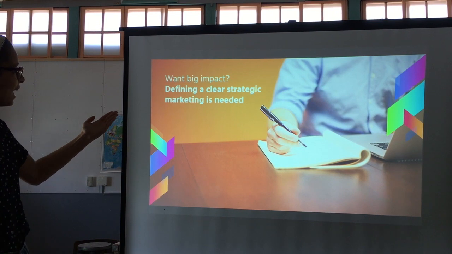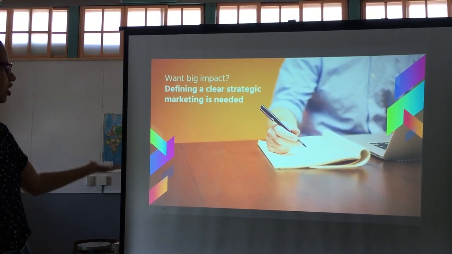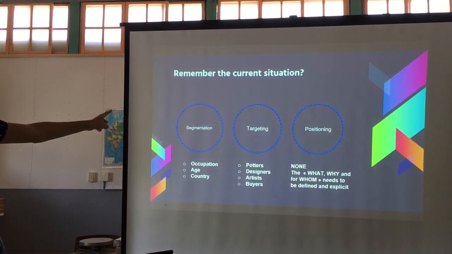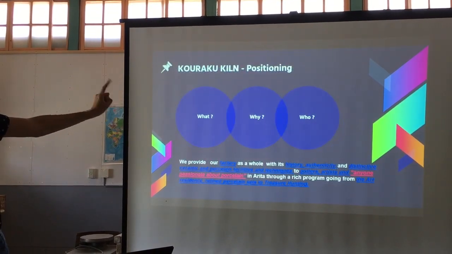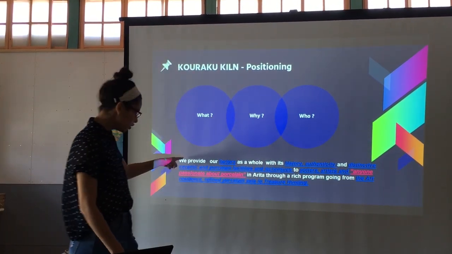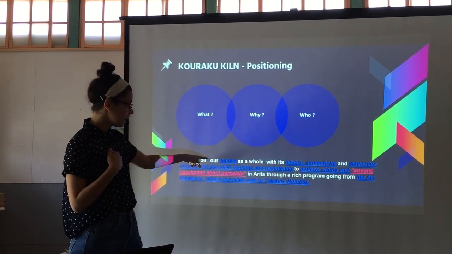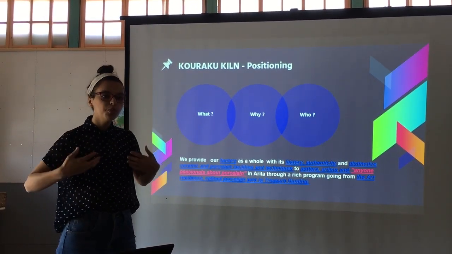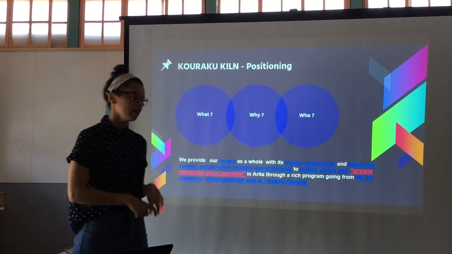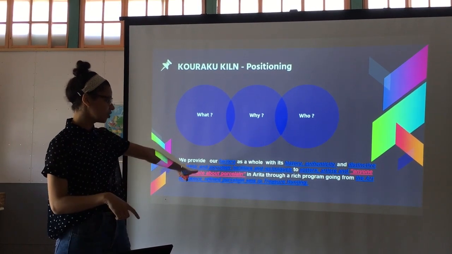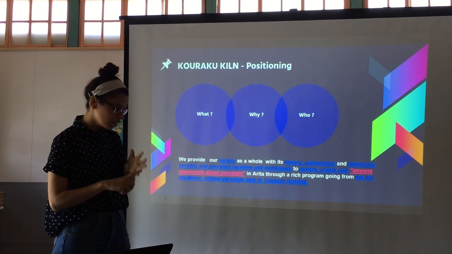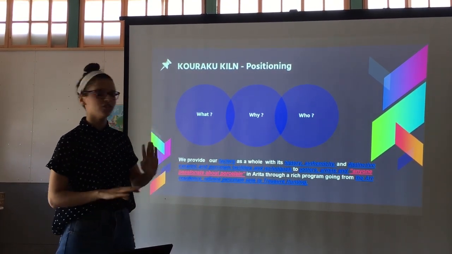We want a big impact, so defining a clear strategic marketing is needed. We need to define it. Remember the current situation? Now it's gonna be like this. Our positioning: what, why, and who. So Kouraku Kiln, we provide the factory as a whole to the world with its history, authenticity, and distinctive ceramic and porcelain facilities and techniques. This is what we're gonna offer to potters, artists, and anyone passionate about porcelain.